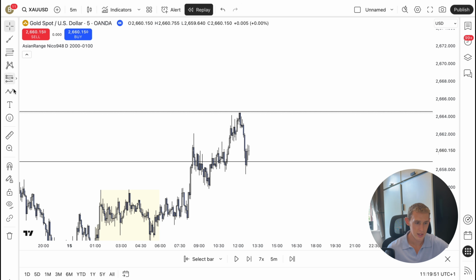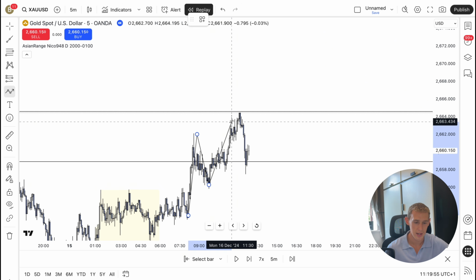Yep, there we go. So as you guys can see, if we just map on the structure, you can see that price creates higher highs and higher lows.